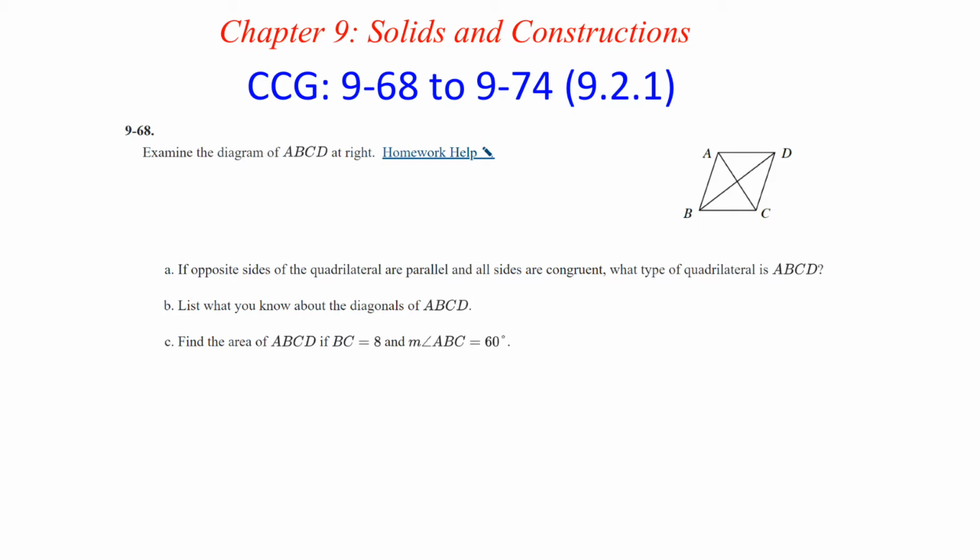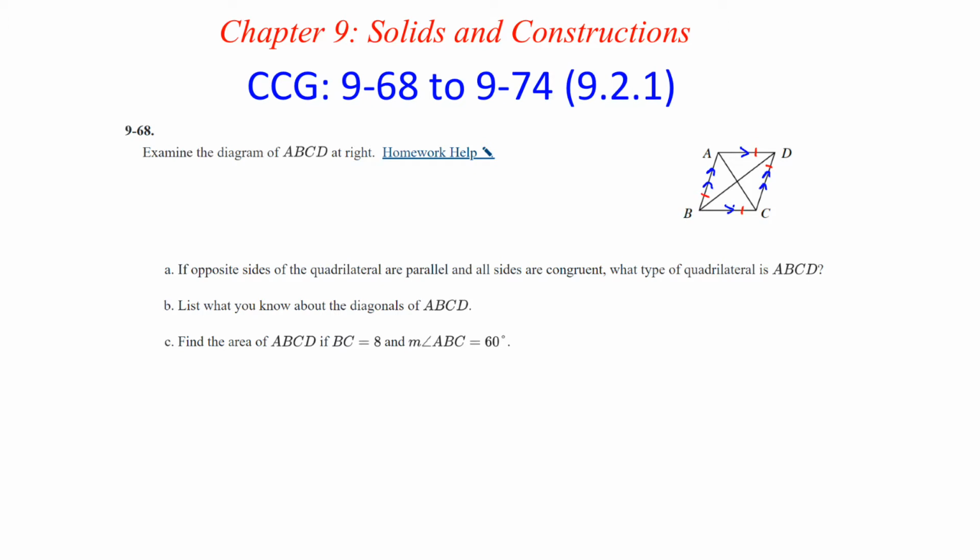Question 68. Examine the diagram of ABCD at the right. Part A. If opposite sides of the quadrilateral are parallel and all sides are congruent, what type of quadrilateral is ABCD? So once again, if opposite sides are parallel, so here and here, AD is parallel to BC, and CD is parallel to BA. And then also that all sides are congruent. So that means every single one of these sides would also be congruent as well. What type of quadrilateral must ABCD be?